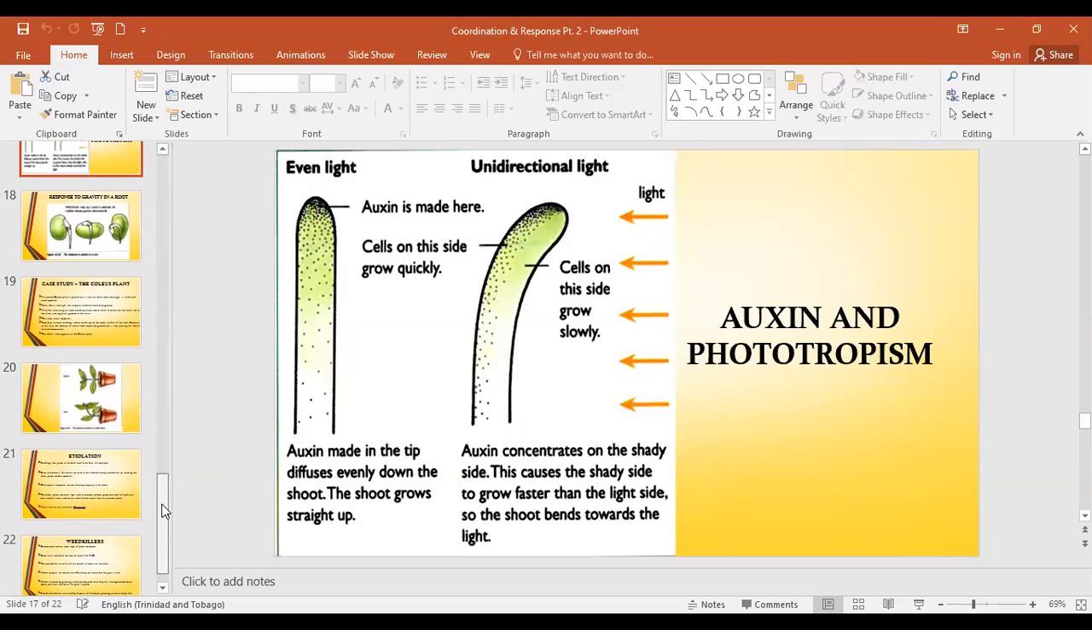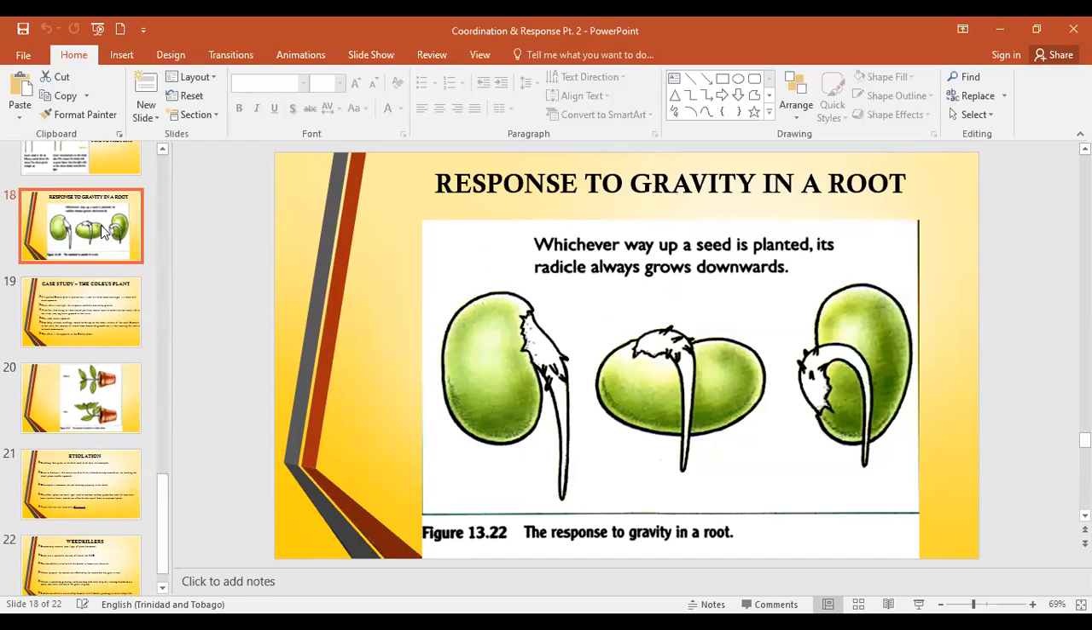All right, now what the rest is basically saying, just to wrap up, is he was describing what happens in a seedling. The radicle, no matter how the seed is planted, will always grow downwards because the root is supposed to be in the soil. That is how it will respond to gravity, and it will always go downwards.